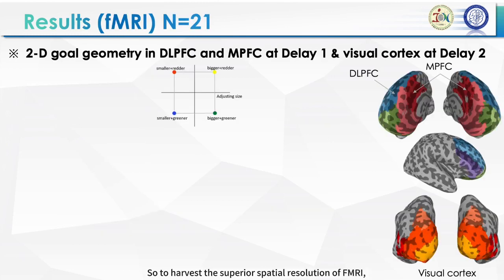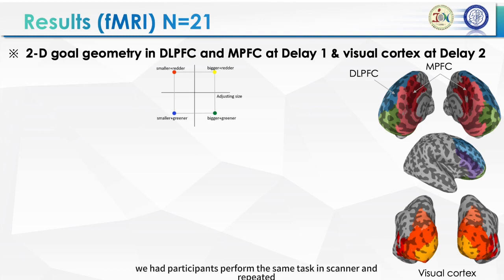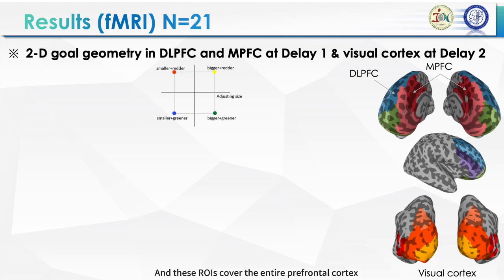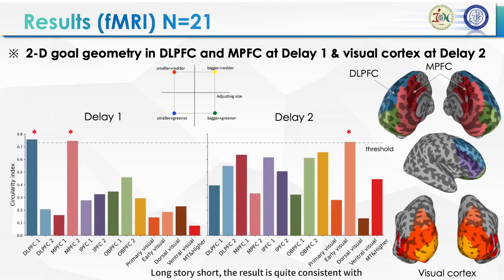So to harvest the superior spatial resolution of fMRI, we had participants perform the same task in the scanner and repeated the PSA-based circularity analysis in predefined ROIs. And these ROIs cover the entire prefrontal cortex and visual cortex as well. So long story short, the result is quite consistent with EEG findings. We found significant 2D goal geometry in dorsolateral PFC and medial PFC in delay 1. And in delay 2, it is only significant in one ROI of the visual cortex, and that's in the dorsal visual stream, which roughly translates to V3A, V3B, and the region immediately superior to that.